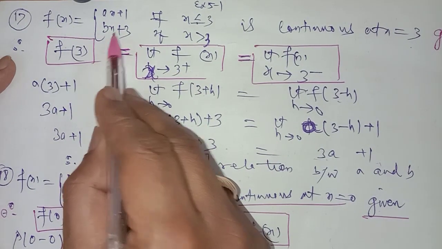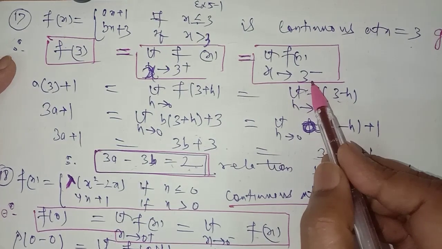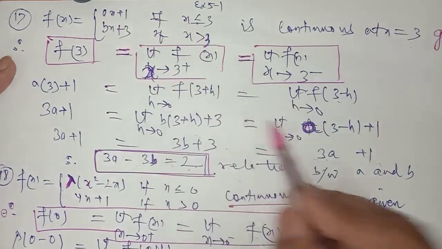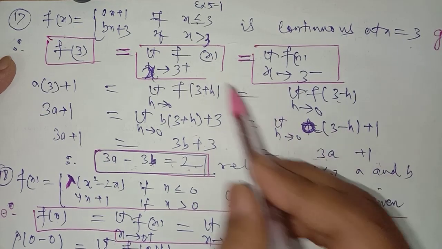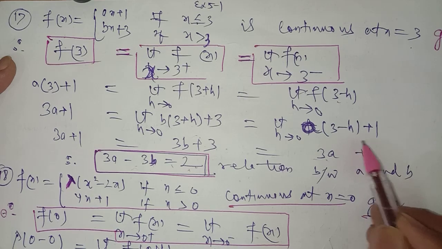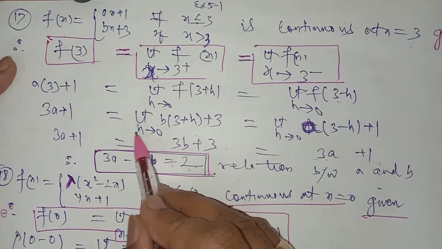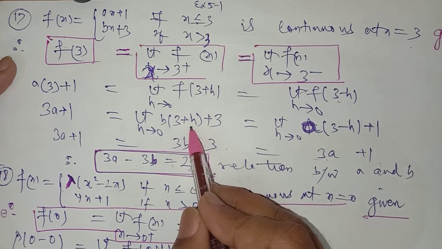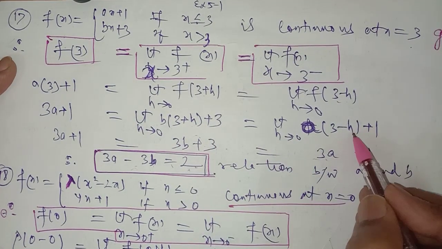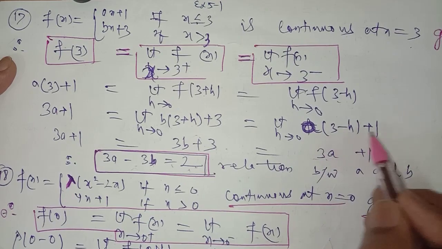So it is b times (3 plus h) plus 3, and 3 minus h means less than 3, so we use the other function, and in place of x we replace 3 minus h, giving a times (3 minus h) plus 1. Now take the limit as h goes to 0. The right side becomes 3b plus 3, and the left side becomes 3a plus 1.